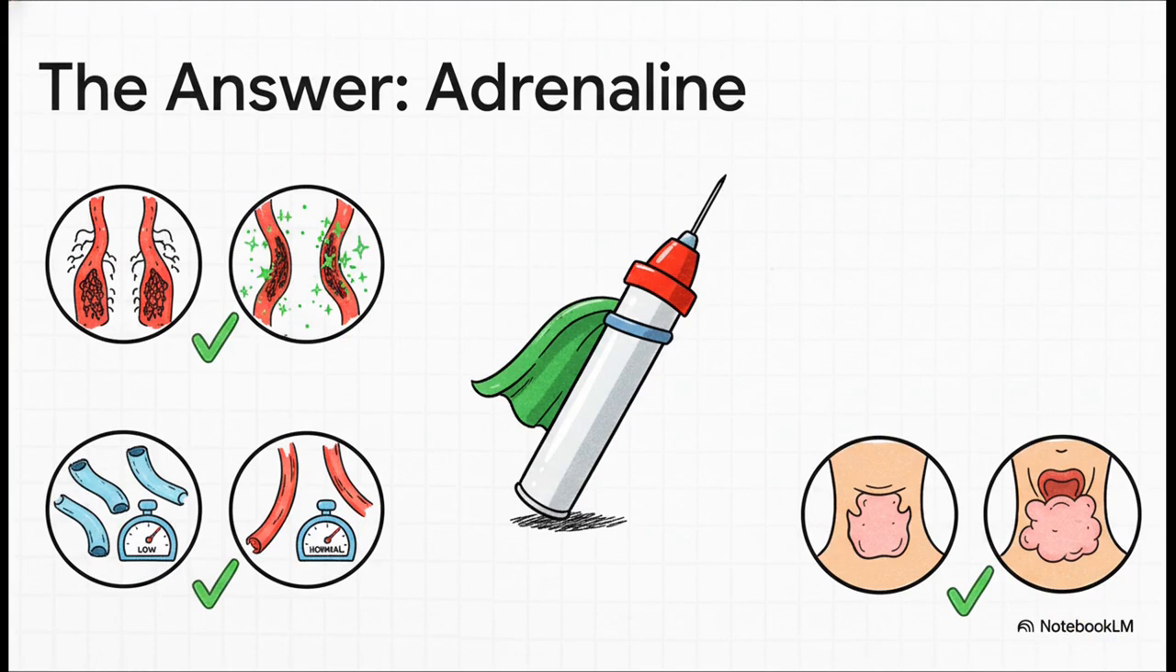And the answer, and I want you to burn this into your memory, is adrenaline. It is the only thing that will save this patient's life. Now why? Because it's a powerhouse. It hits both alpha and beta receptors, so it clamps down on the blood vessels to bring the BP back up, it forces the airways open to stop the bronchospasm, and it reduces that life-threatening swelling in the throat. It is the perfect antidote, a complete package deal.